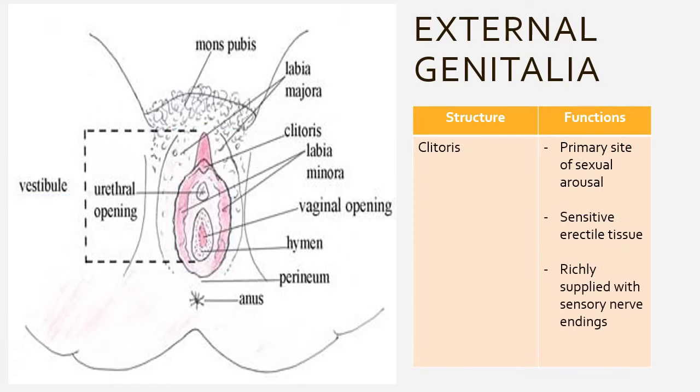Just positioned anterior to the vestibule is the clitoris, which is also known as the primary site of sexual arousal. Like the penis, the clitoris is composed of sensitive erectile tissue and is richly supplied with sensory nerve endings. The diamond-shaped region that includes the labial folds and the anus is what we call the perineum.